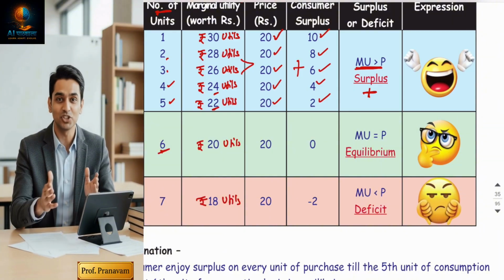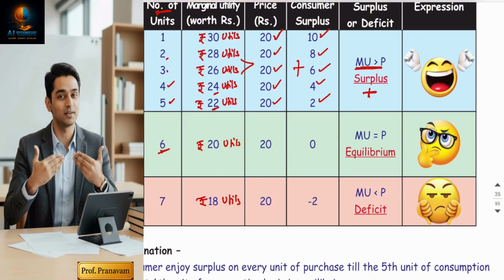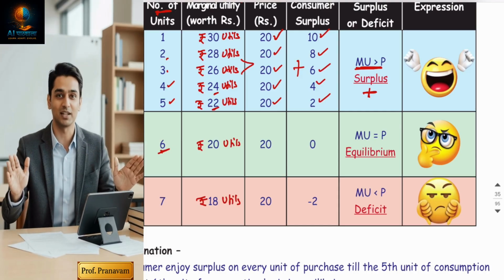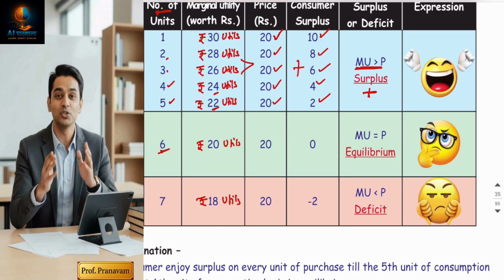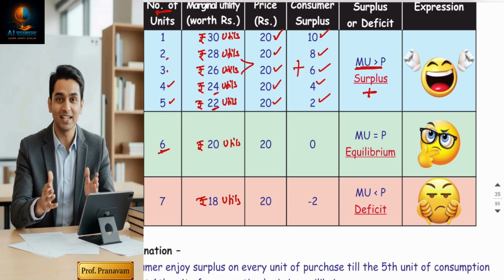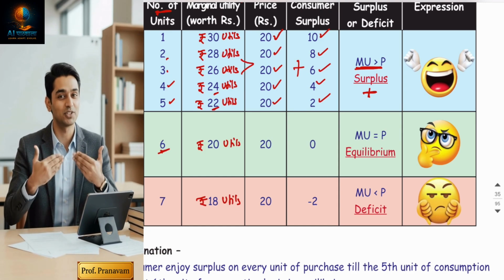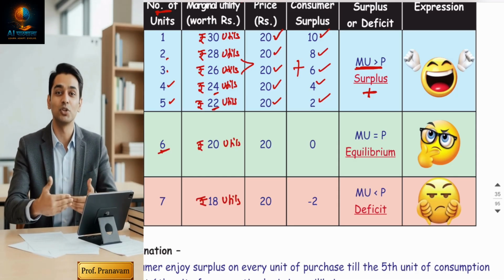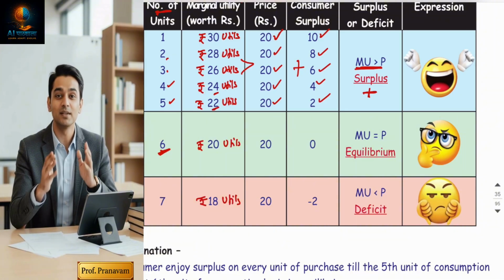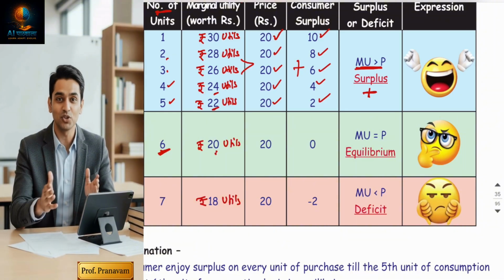6th slice of pizza. Now at the 6th slice, I'm getting satisfied. But I have not reached MU 0, because as per the law of DMU, MU becomes 0 when I'm totally satisfied. So I can purchase some more slices to consume. I have not reached the point of satiety. Point of satiety means MU should become 0. Right now MU is 20.